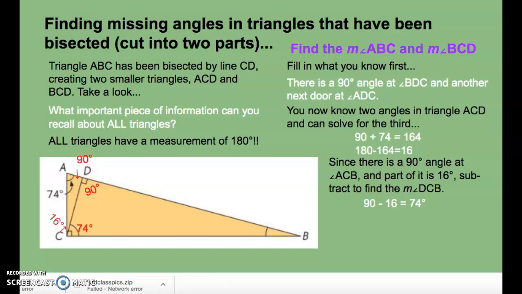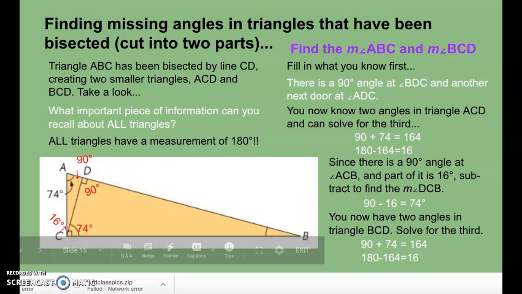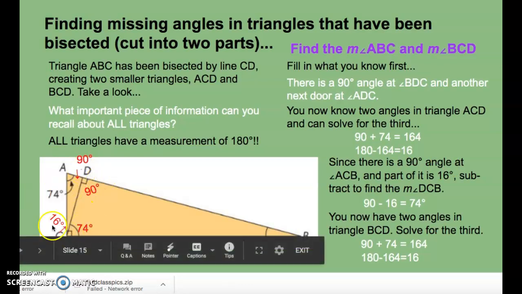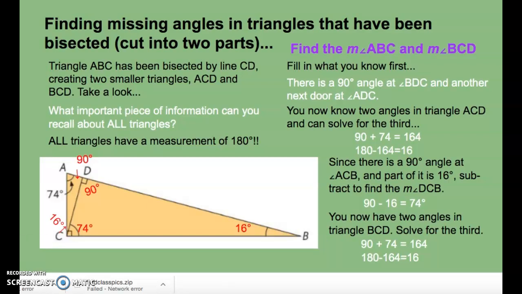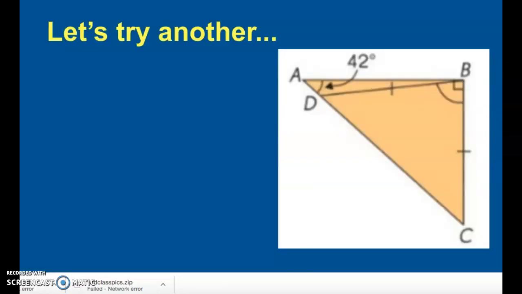Now look, we have two angles for this triangle BCD. So we're going to use our formula to get the third angle. 90 plus 74, these two combined angles, equals 164. We subtract that sum from 180 and we get 16 degrees for this angle as well. And look what you have done. Carefully and slowly, you have found all of the angles in both of these triangles to solve for all the missing angles that you were asked to solve for. Let's try another.